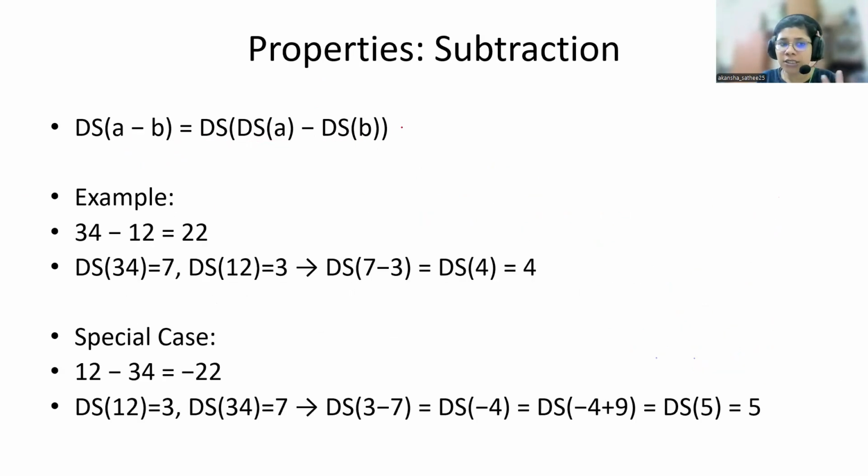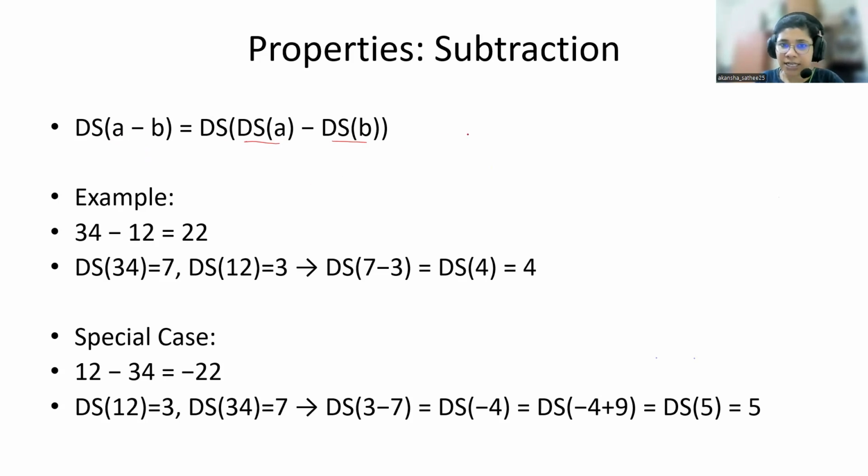Subtraction again follows the same rule. So here you see digit sum of A minus B. How will you compute it? Either you first subtract B from A and then compute digit sum, or compute digit sum of A, compute digit sum of B, subtract the digit sum of B from that of A, and then compute digit sum. Both are the same thing. This is the rule we followed for addition also.